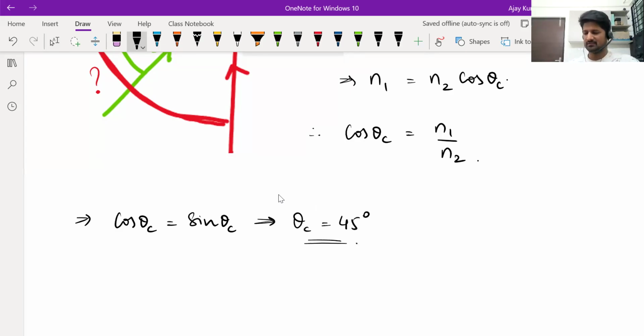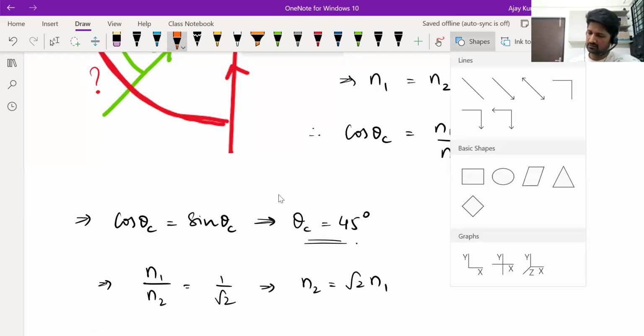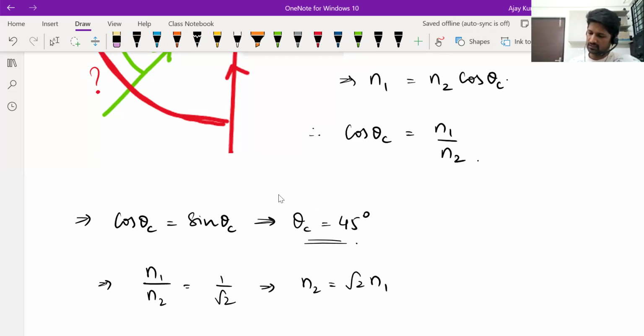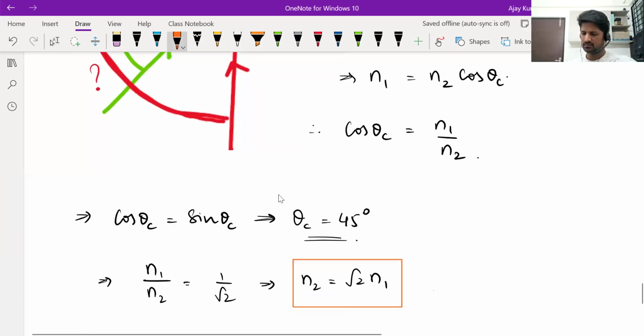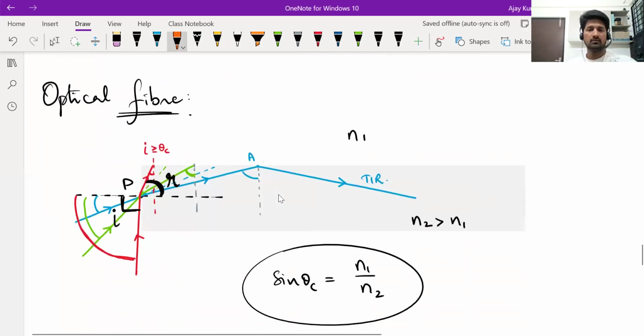Got it? That means n1 by n2 should be 1 by root 2. That means n2 should be root 2 times n1. This is an interesting result. What is n2 in this entire discussion? N2 is the refractive index of the glass fiber, the refractive index of the optical fiber.